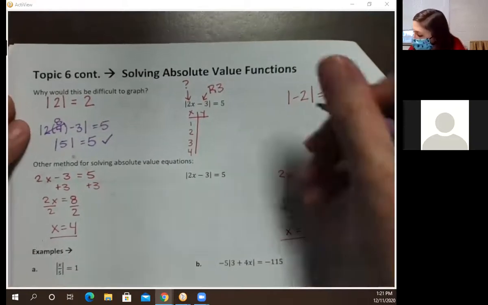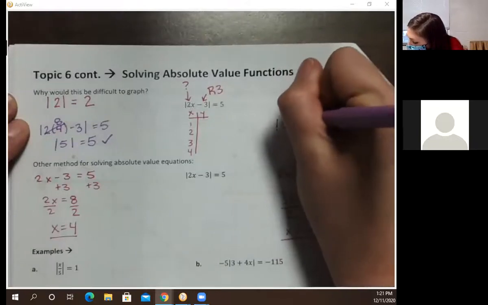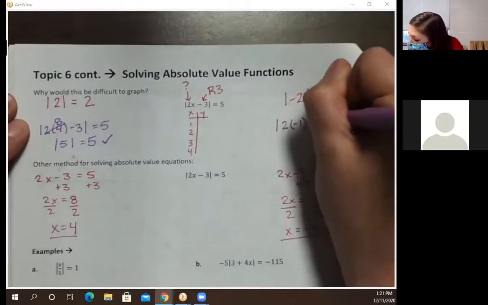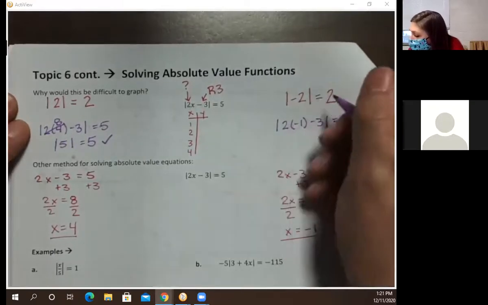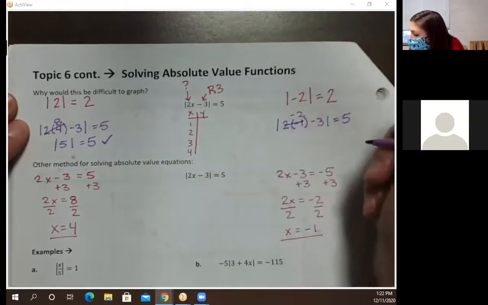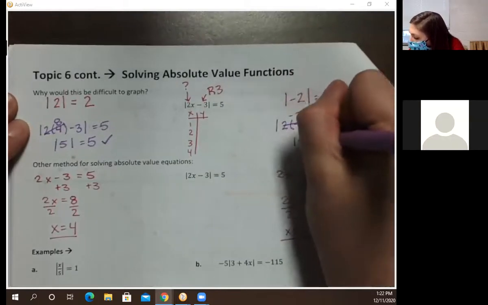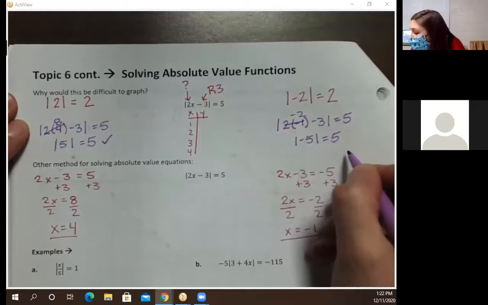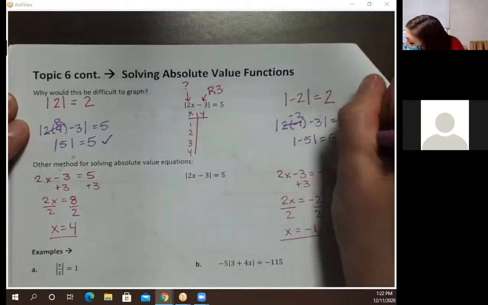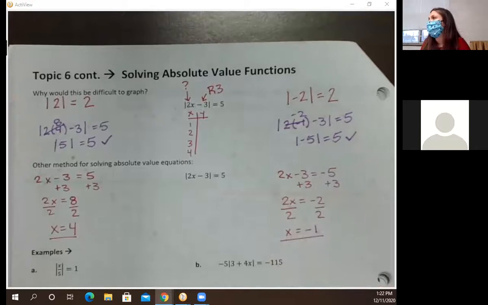If I plug in -1, this would look like the absolute value of 2 times -1 minus 3 equals 5. 2 times -1 would be -2. -2 minus 3 would be -5. So I would have the absolute value of -5 is 5. That's also true, and that was that other possibility we had to consider. So maybe that stuff inside the absolute value bars gave me the negative, and it was the absolute value that turned it positive. Questions for me so far?